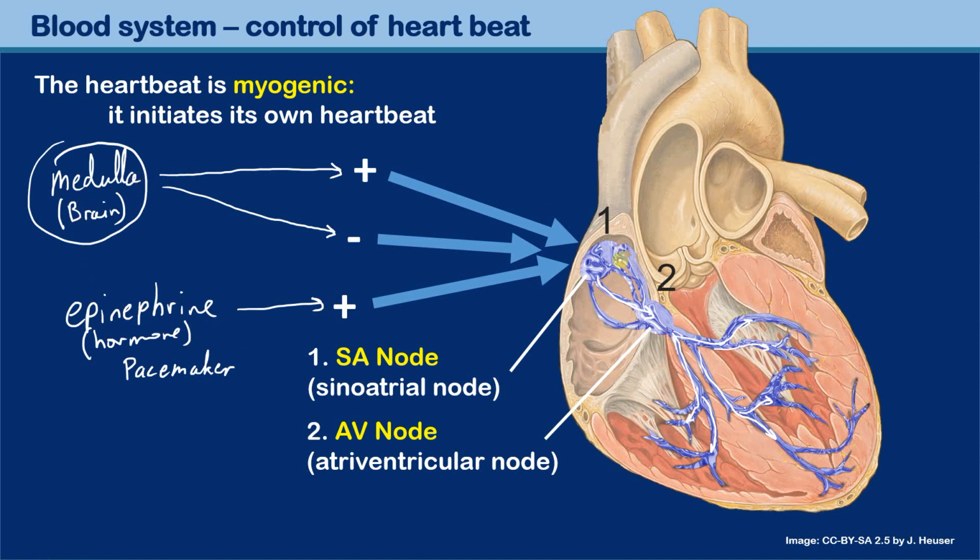So you can see that the heart rate can be influenced also by external factors, and by hormones and by nerve signals. And that was basically it.